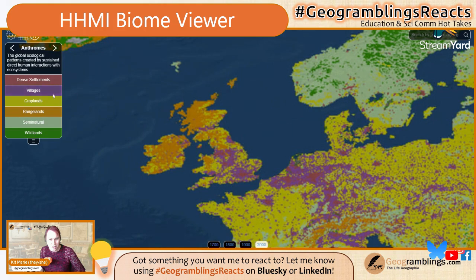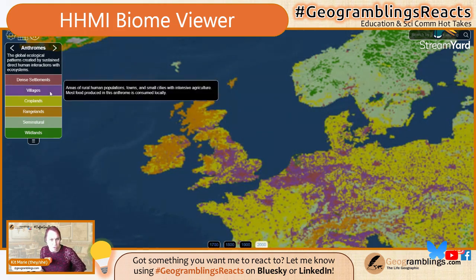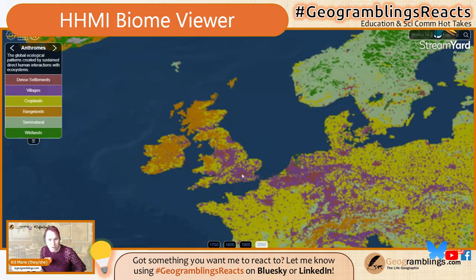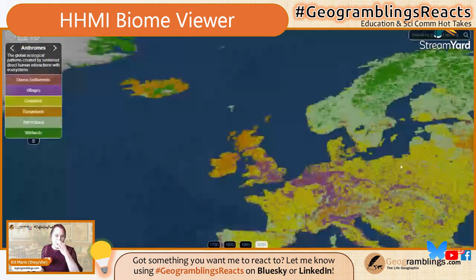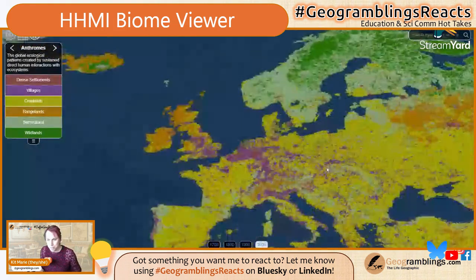Villages. Well, I'm assuming that's settlements. Yeah, rural settlements, towns, small villages. Yeah, dense settlements, which would be London. Look at that sprawl around. Okay, right, I can spend too much time on this. Let's move on because I'm meant to be just reacting, right?